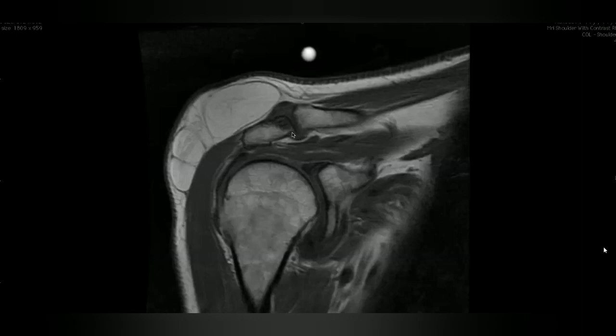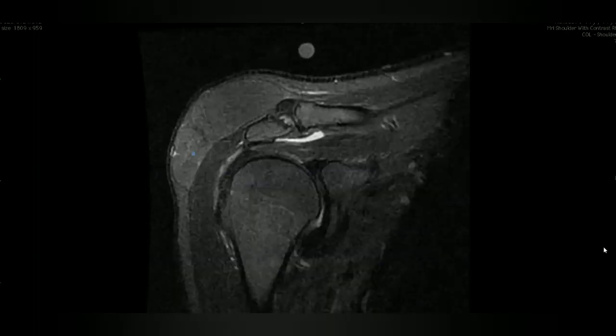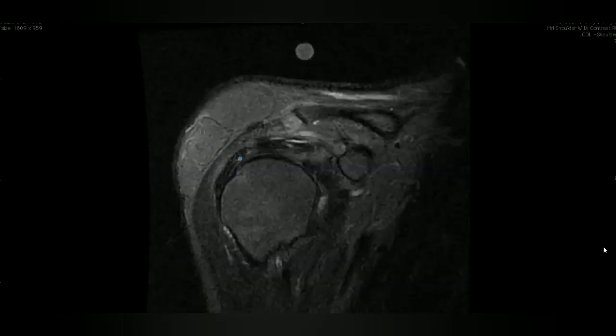You've got capsular thickening. You've got osteophytosis. This is degenerative change. You've got a coronal STIR there. Anything else that you want to comment on? There is fluid signal intensity area along the subacromial, subdeltoid region. That is subacromial bursitis. Good.